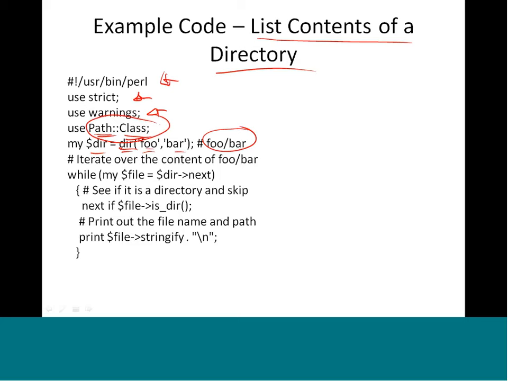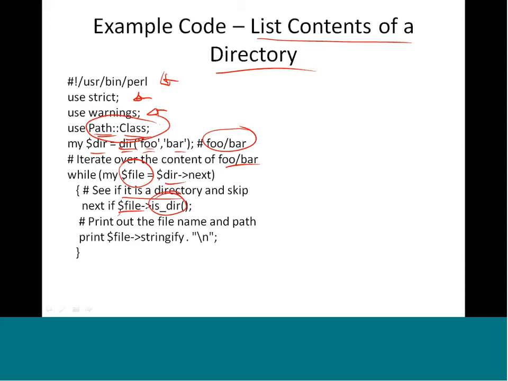And now we want to iterate over the contents of foo/bar. Basically we are saying this particular scalar variable is $dir next, the next file. First we see if it is a directory, then we will skip. So we do an is dir test on this particular file. And we just break the loop and go to the next one if the test becomes true.